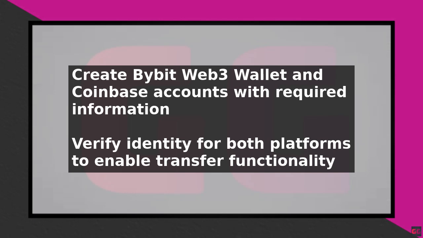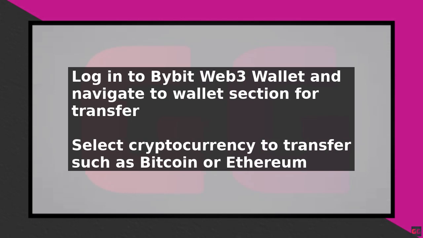To start the transfer, log into your Bybit Web3 wallet account and navigate to the Wallet section. Here, you will see a list of available cryptocurrencies. Select the cryptocurrency you want to transfer, such as Bitcoin or Ethereum. Next, click on the Send button and enter the recipient address. In this case, the recipient address is your Coinbase wallet address.